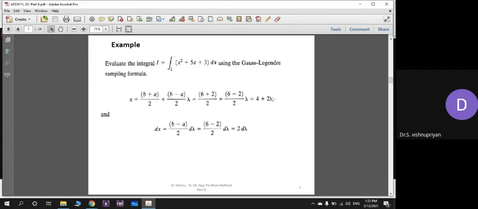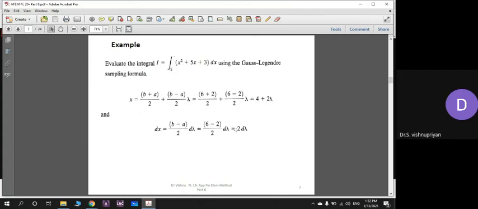So the first step is done. Now, once you change the x, of course, dx should also be changed. So when x equals 4 plus 2 lambda, what will be dx? If you want to take derivative of x with respect to lambda, you will say dx over d lambda will be (b minus a) over 2. B minus a is 6 minus 2, that is 4, over 2 is 2. So that is dx over d lambda equals 2. So dx will be 2 d lambda.